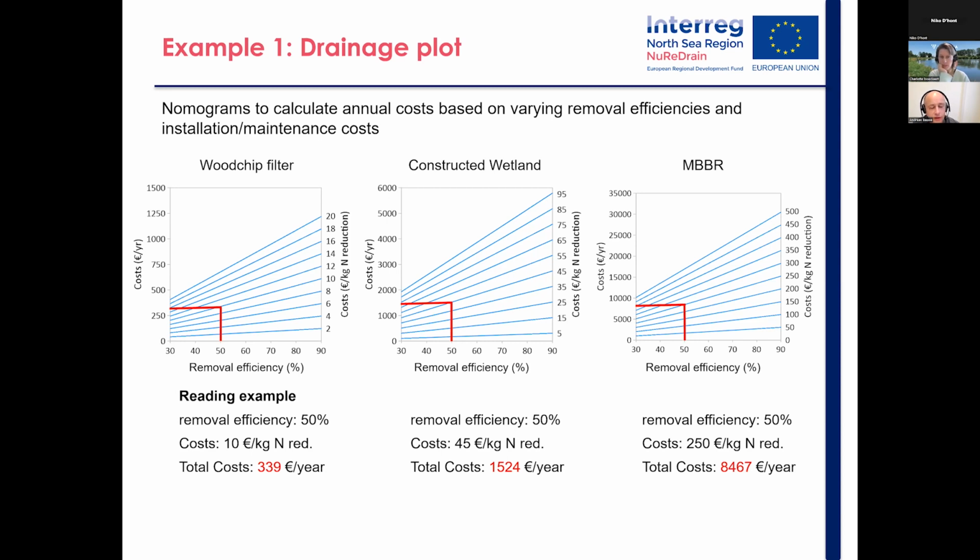I want to give you a reading example for the wood chip filter. Let's say the removal efficiency is 50%, and let's say the costs of the wood chip filter would be 10 euro per kilogram N reduction. That means that the total costs are 339 euro per year. So you can estimate, these are only estimates, the costs for different removal efficiency and also for different costs of the filter.